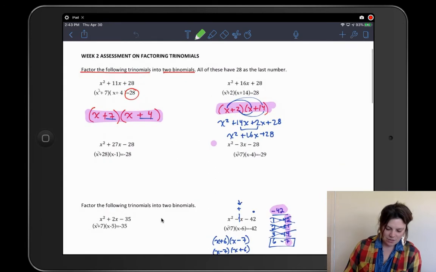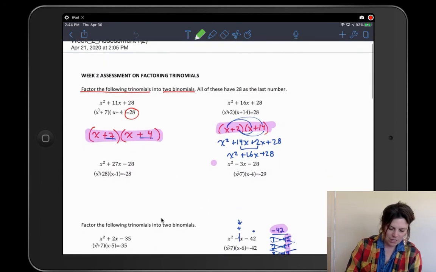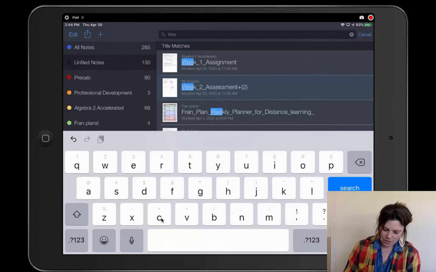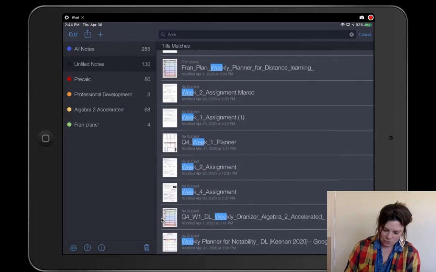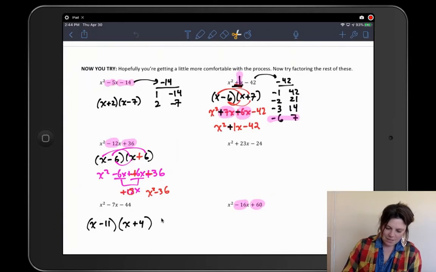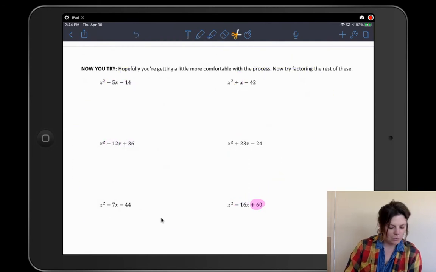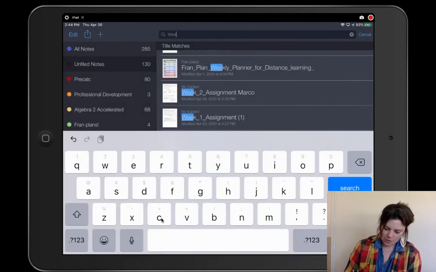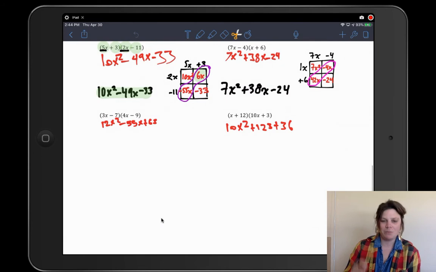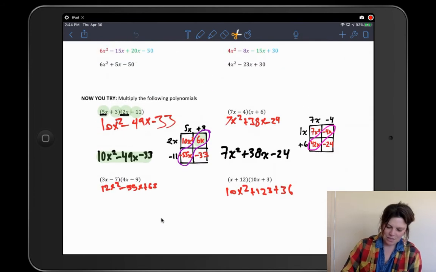All right, so this one has a little writing on it, so maybe I'll pick a different one. I've done this assignment a few times with a few different people. All right, so this assignment, week 1, sorry, I'm supposed to look for week 1. I typed in week 2. So we're looking for week 1 assignment. There we go, my bad. Okay, so let's take a look here.